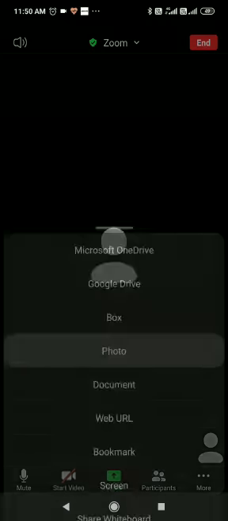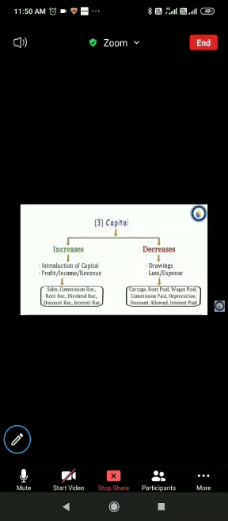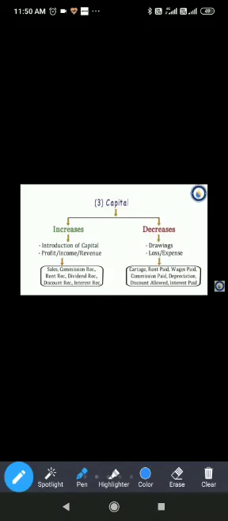Another thing is capital. Now, when will the capital increase and when will it decrease? The first point is the introduction of capital. Introduction of capital means whenever the owner invests money in the business, whenever you start a business and invest money in it, that is known as capital. So it will increase the capital. Okay, so it will get added.